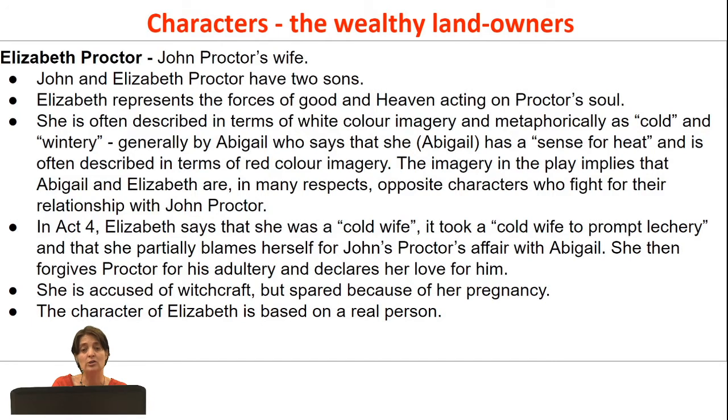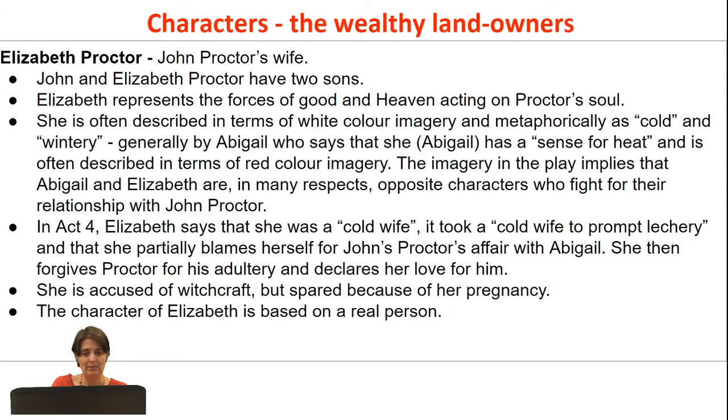You'll notice that it's usually Abigail who says that Elizabeth is cold and wintry, whilst Abigail describes herself as having a sense for heat and is often described in terms of red color imagery. So this is Abigail setting herself up as being different and in opposition to Elizabeth. But it is also Miller illustrating that Abigail and Elizabeth are opposite characters. Elizabeth represents heaven, Abigail represents hell and temptation and sin.